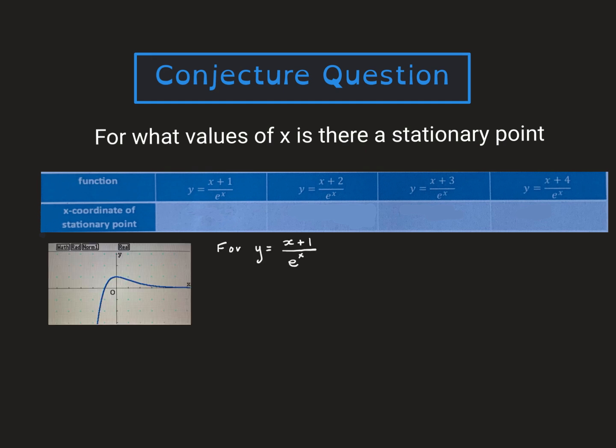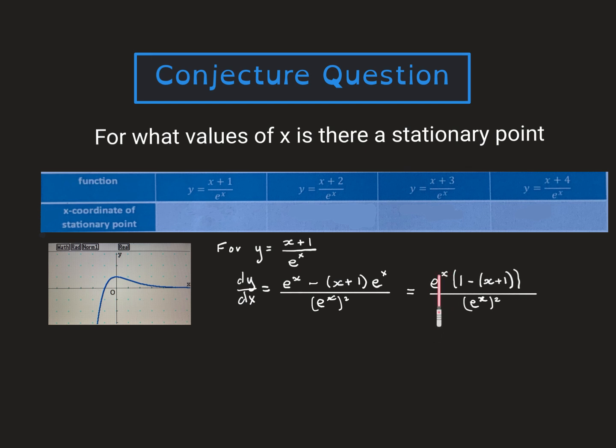For y is equal to x plus 1 over e to the x, we get a graph which looks like this. And it shows you that there is a stationary point up there where the maxima is. We can do the differentiation and find the gradient. And this could be just rewritten by taking the e^x out from there and there. We can now cancel the e^x here and cancel an e^x there. And this is your gradient function.